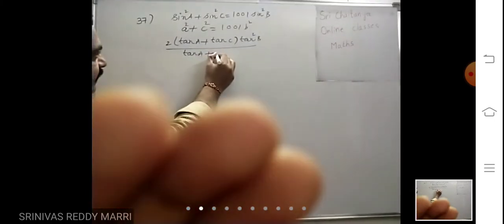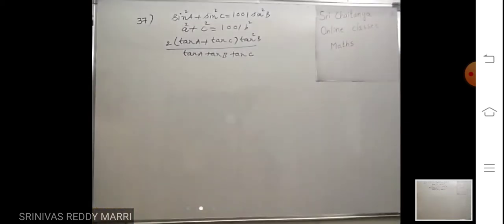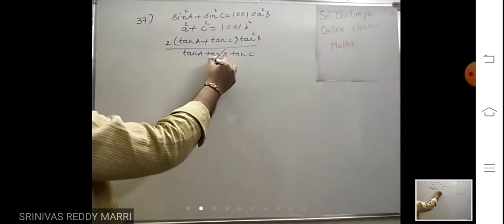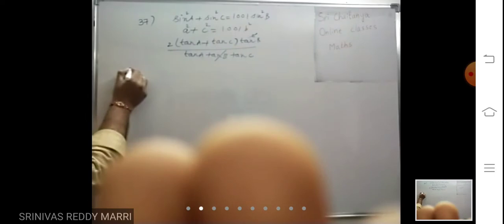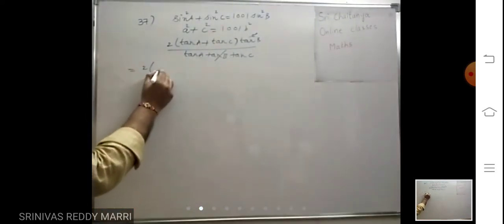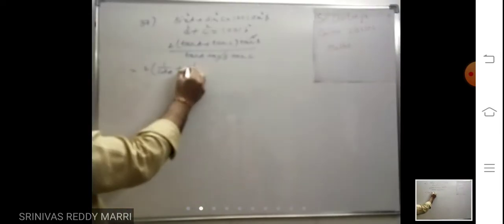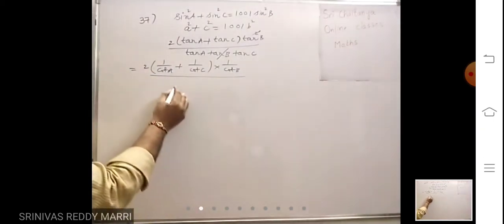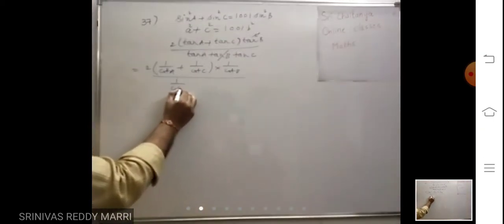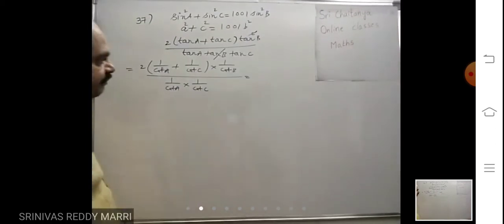I have told the identity: tan A plus tan B plus tan C is nothing but tan A into tan B into tan C. One tan B will get cancelled. Now I am converting into cot such that the cot formula is comfortable to write. 1 by cot A, converted into cot, 1 by cot B divided by 1 by cot A into 1 by cot C.